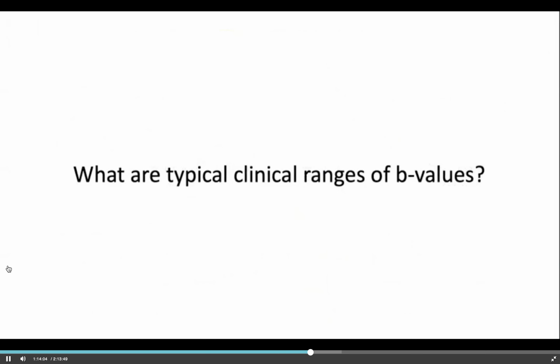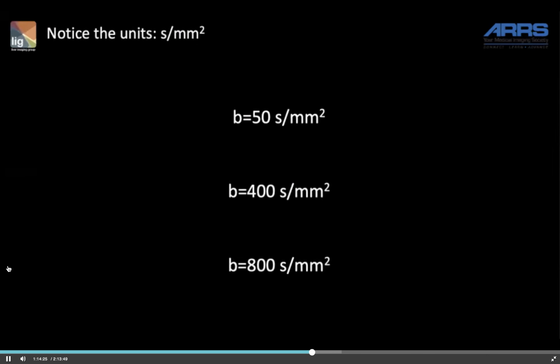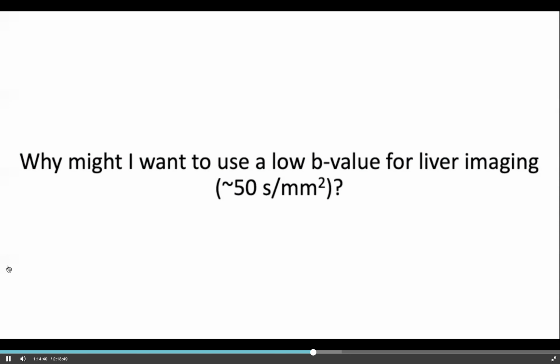Now, what are some typical clinical ranges of B values? Well, it depends on the organ. My favorite organ is the liver. So B values that are useful in the liver include B values of 50, 400, and 800. But again, this depends on the organ. And in some organs, you might want to have B values that are considerably higher than 800. For now, I just want to point out the units of the B value, seconds per millimeter squared. You may recall that the units for diffusivity were millimeters squared per second. The B value has units that are the inverse of the diffusivity units.